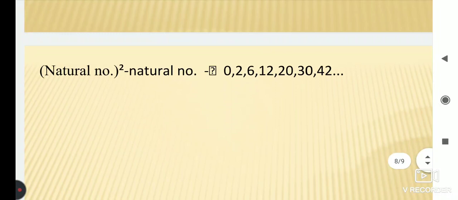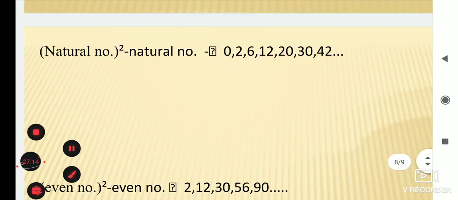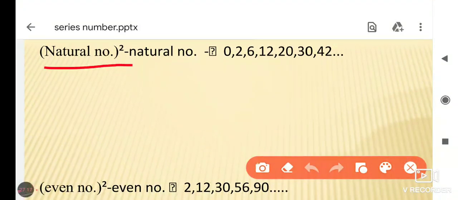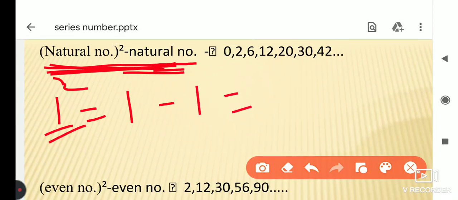So the next example is natural number square minus natural number. Till this example we saw the addition. Now in this example the pattern is the natural number square minus natural number. So the first natural number is 1. The square of 1 is 1, minus the number itself, that is 1, we get the answer 0. So the first is 0.